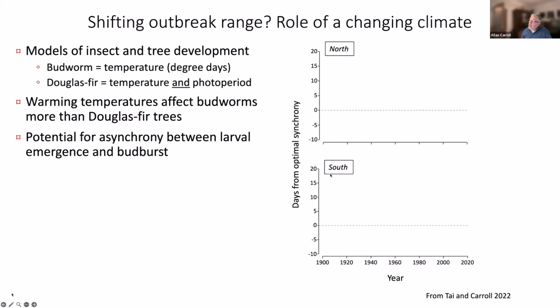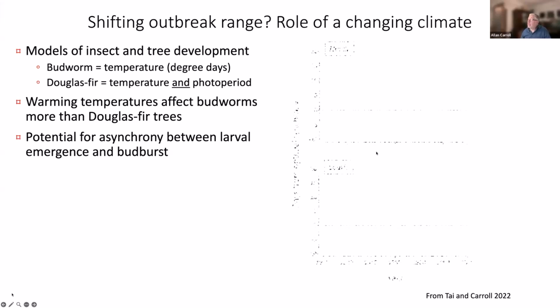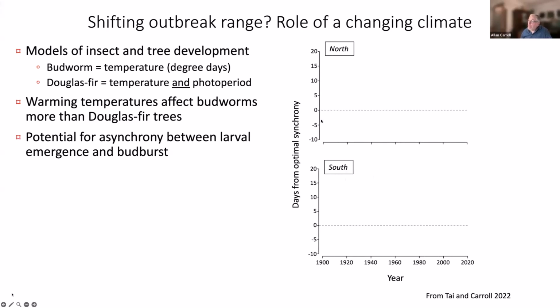I've got these two graphs, one for the northernmost extreme area where budworm occurs and one from the southernmost area where budworm occurs. And this dotted line on both of these graphs tells you where it's ideal for the insect to be because they're actually synchronized with bud burst by the tree. And so if a point that I'm going to populate this graph with falls down here, it means the insect's too early. And if the point falls up here, it means it's too late. So we're looking for conditions that are closer to this zero line, which refers to optimal synchrony.